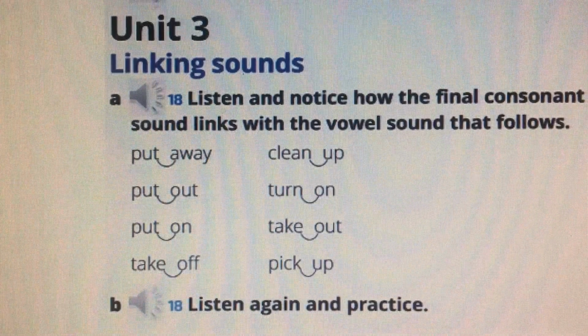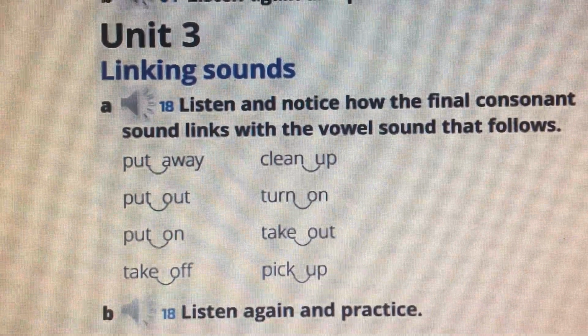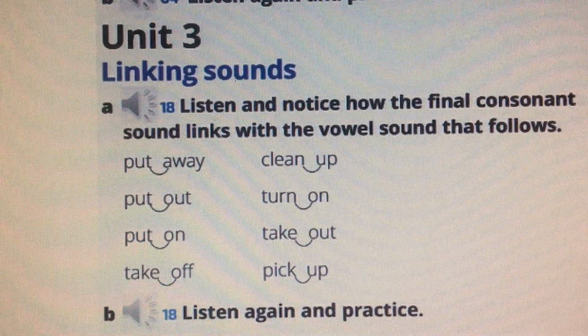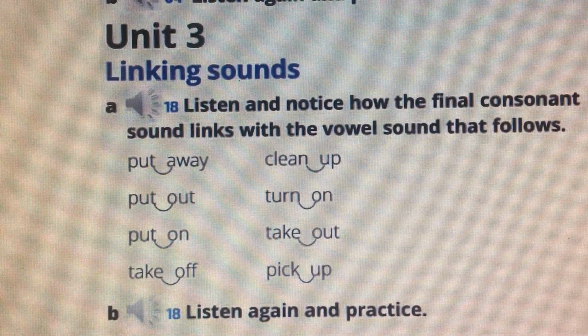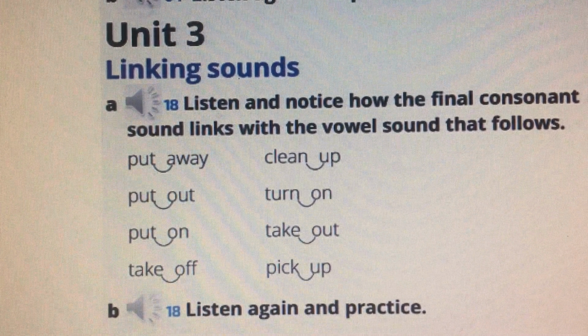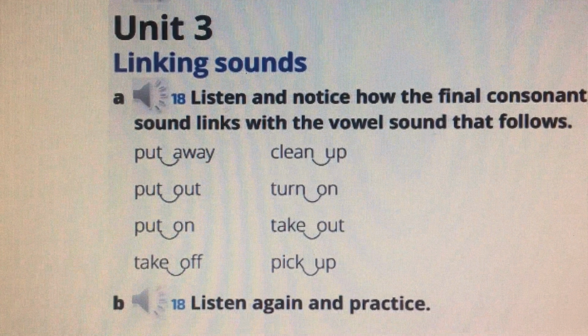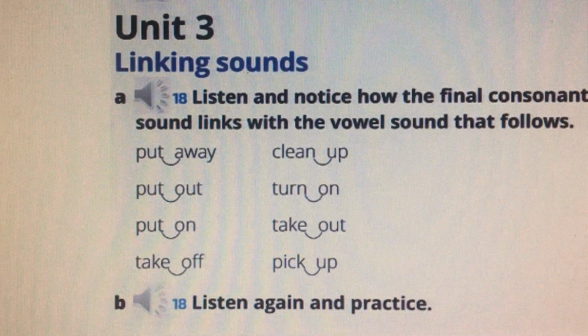Put away. Clean up. Put out. Turn on. Put on. Take out. Take off. Pick up.